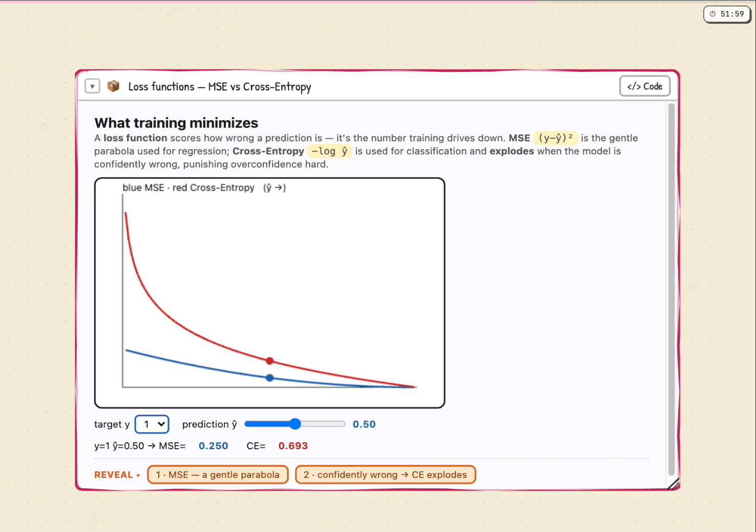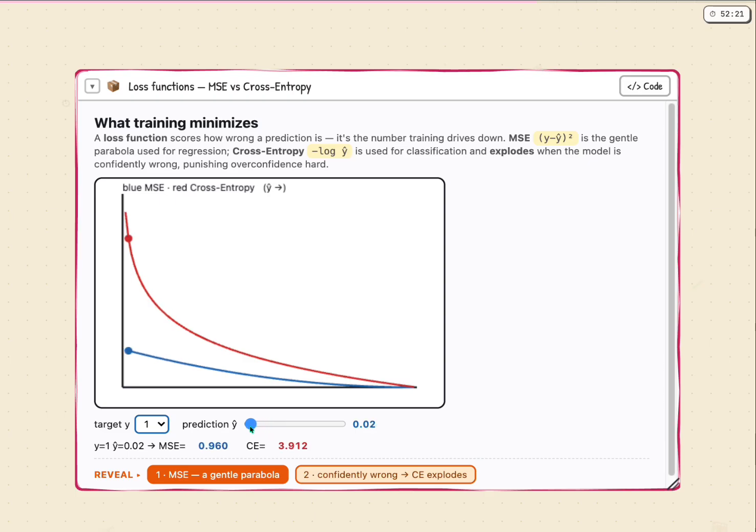For predicting a continuous quantity, a price, a temperature, we use mean squared error. Take the gap between the prediction and the truth and square it. Watch the curve. It's a gentle parabola. Small mistakes barely matter. Big mistakes are punished by the square. It's smooth and forgiving. For classification, is this email spam or not?